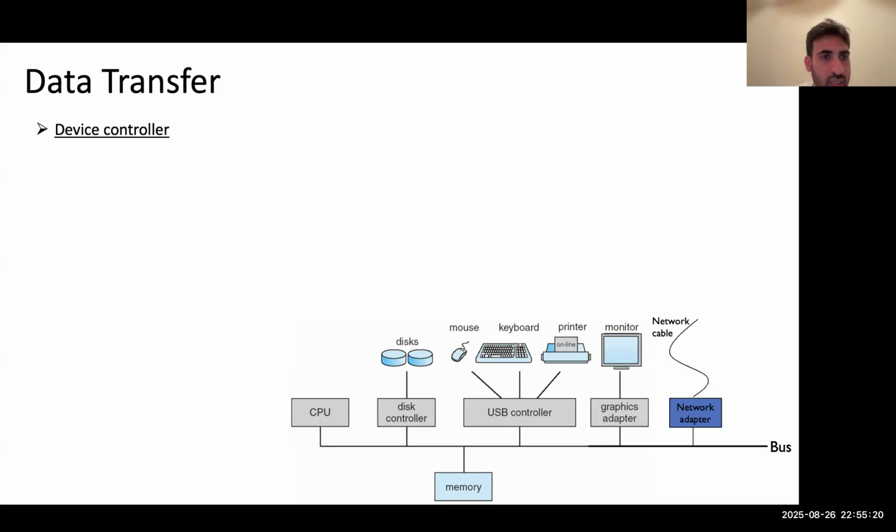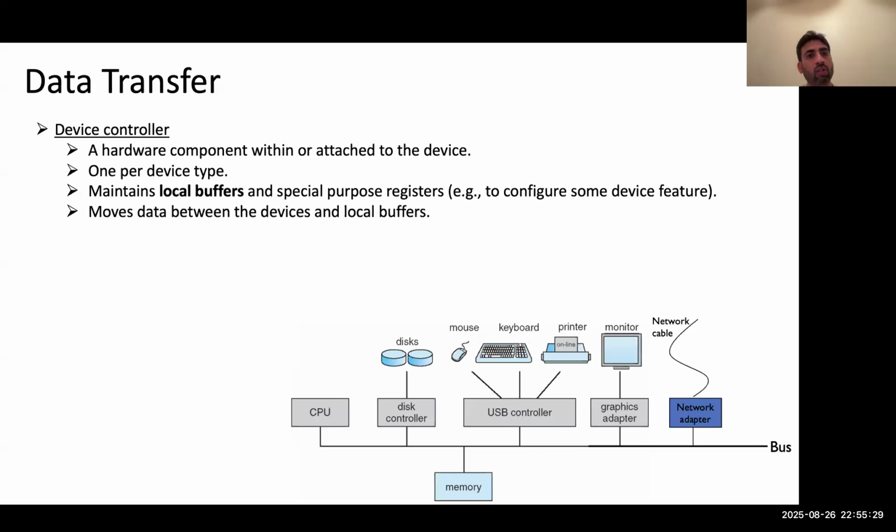Before answering that question, we first need to define some terms. A device controller is actually a hardware component within or attached to the device. For example, as shown in this figure, let me select the pointer. Here the disk is the device, right? And this controller is the device controller, right?